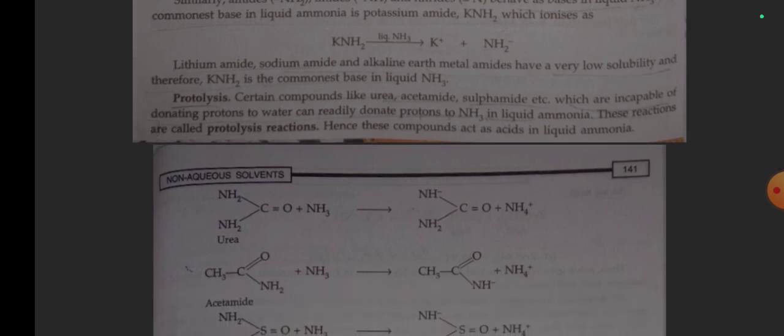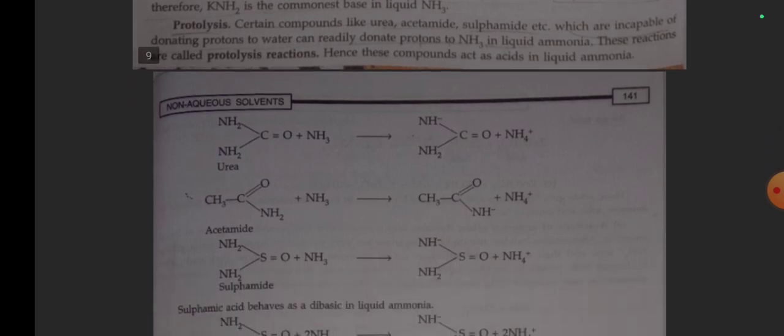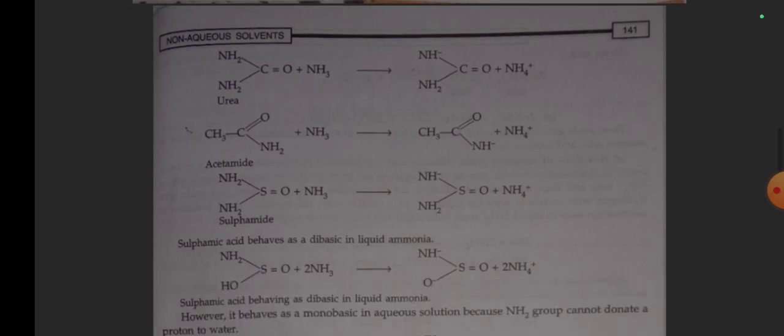Protolysis. Certain compounds like urea, acetamide, sulfamide, etc., which are incapable of donating protons to water, can readily donate protons to NH3 in liquid ammonia. These reactions are called protolysis reactions, hence these compounds act as acids in liquid ammonia.